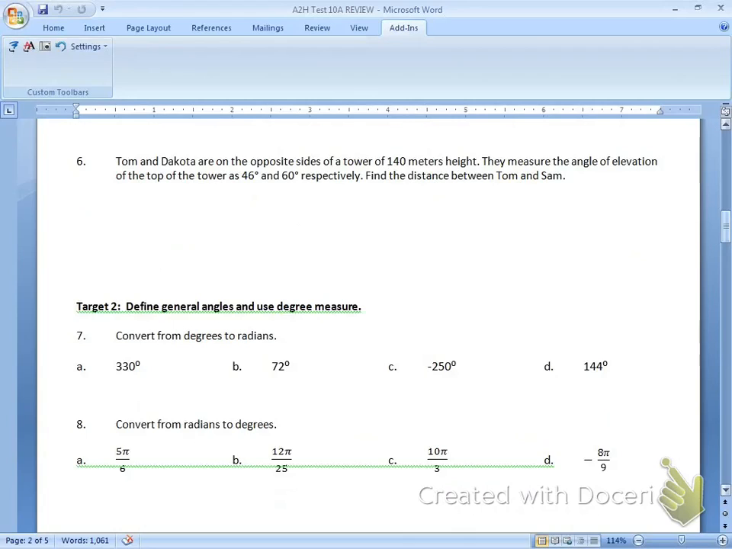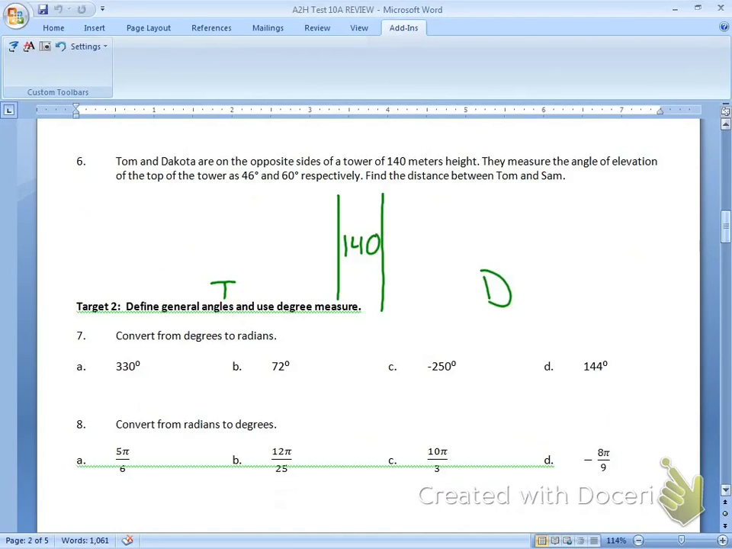Okay. Tom and Dakota are on opposite sides of a tower of 140 meters height. So this is going to be my tower. The tower is 140 meters height. Tom will be over here. Dakota will be on the right, although it really doesn't matter which side each of them is on. They measure the angle of elevation on the top of the tower as 46 degrees and 60 degrees respectively.